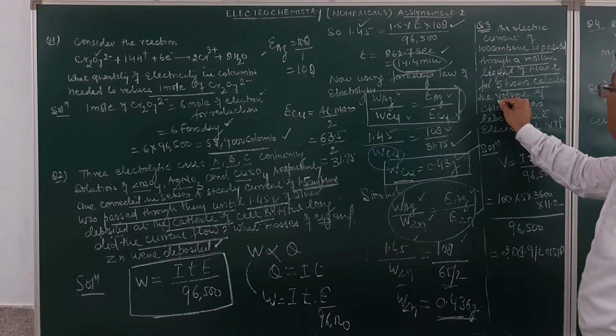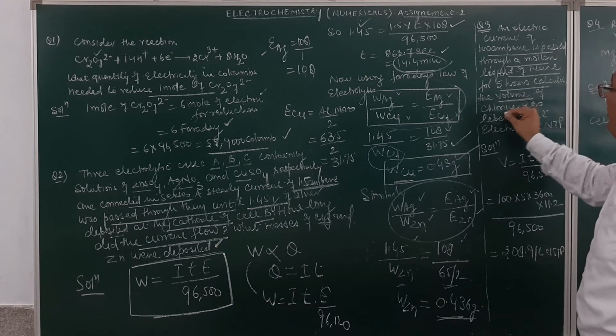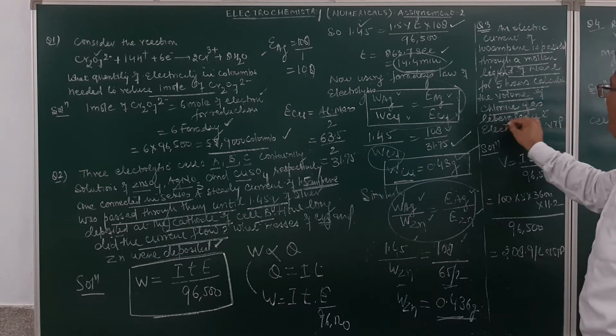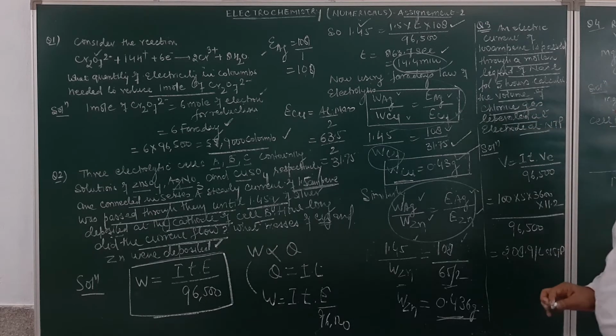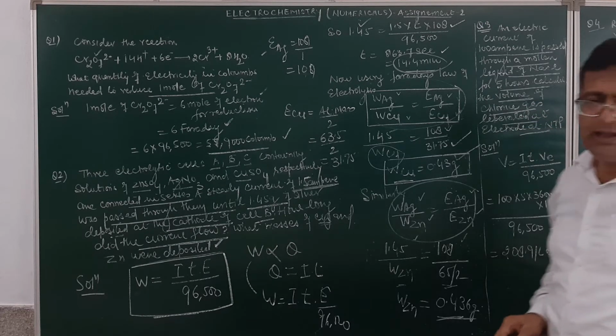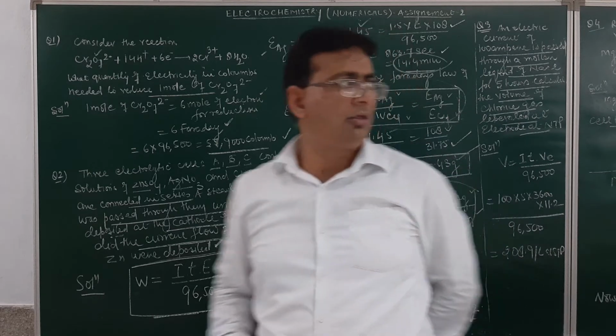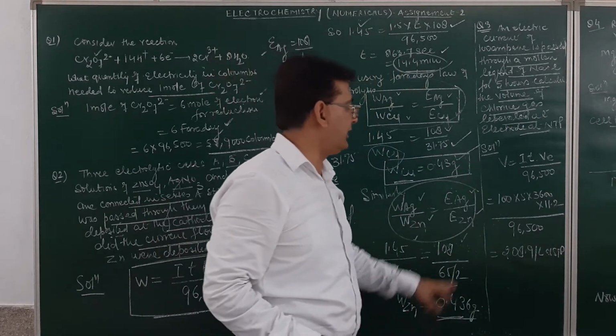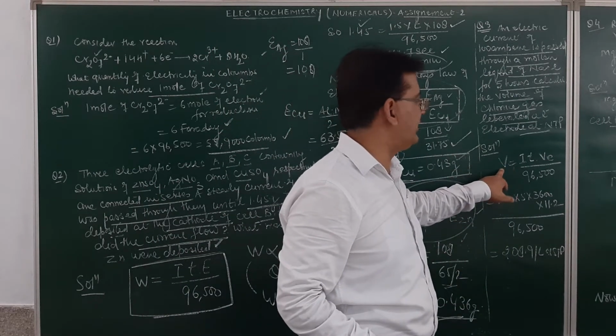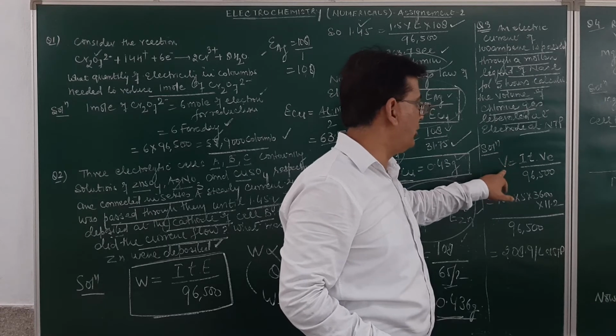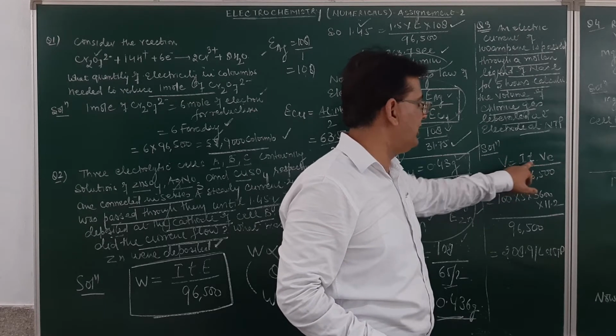Calculate just the volume, which will be the equivalent volume of chlorine gas liberated at NTP. Now, we have done the application of Faraday's law of electrolysis, and it has helped in finding out the equivalent volume. Volume will be I into T instead of mass.